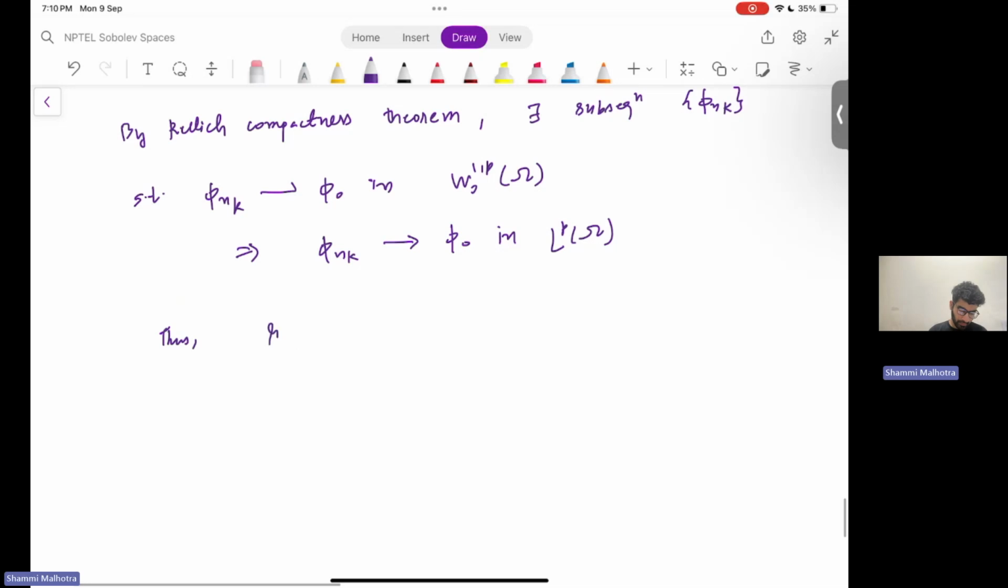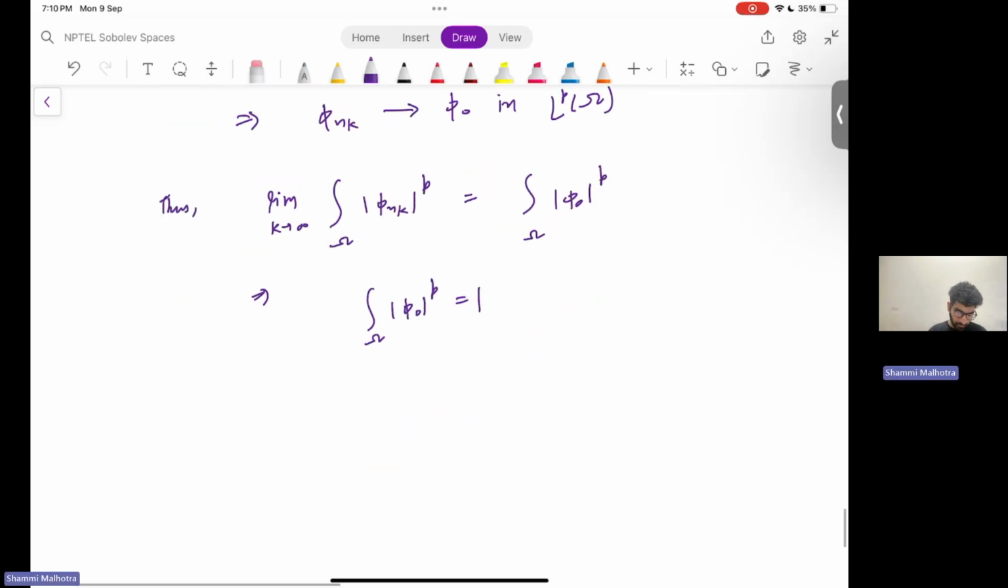Thus the limit as k tends to infinity of the integral over omega of mod phi n k to the p is equal to this thing. And this whole thing is 1 only, so this implies the integral of phi naught to the p is 1, and thus phi naught belongs to my unit sphere, basically where it has LP norm equal to 1.